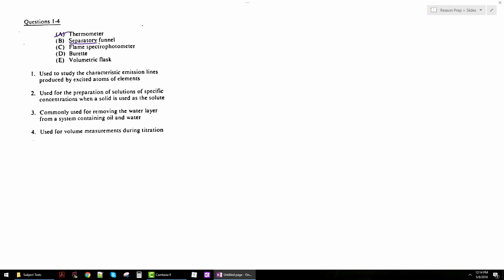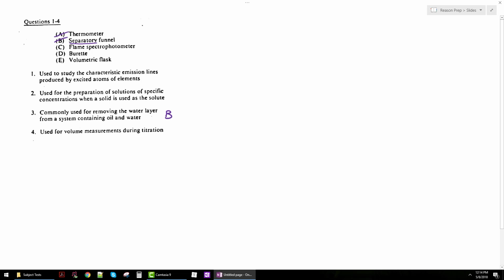And so you would use the separatory funnel to separate those, literally, to remove each layer of your liquid mixtures so that you can separate them out. And so therefore in 3, we would be using our separatory funnel to remove the water layer from a system containing oil and water. How about this flame spectrophotometer?